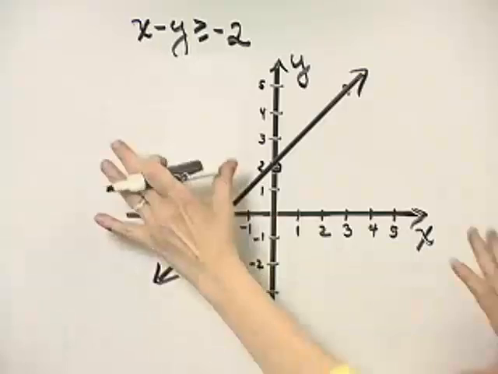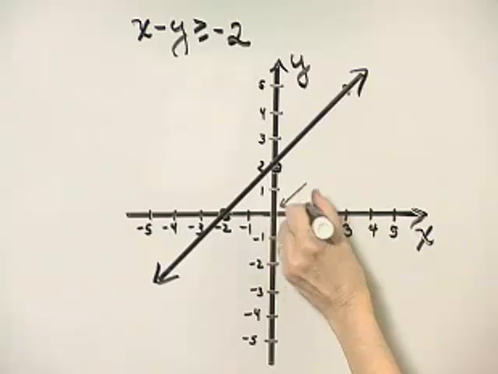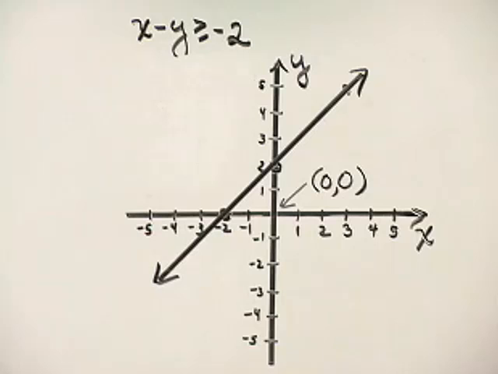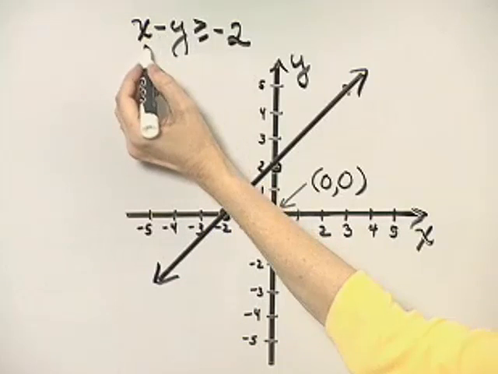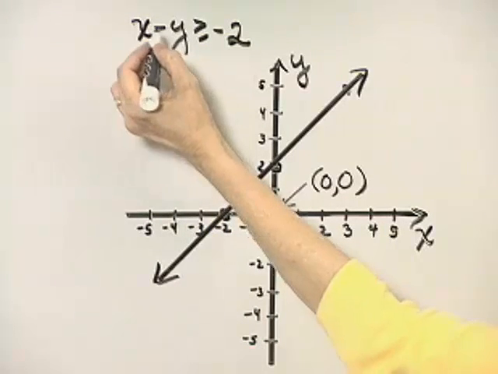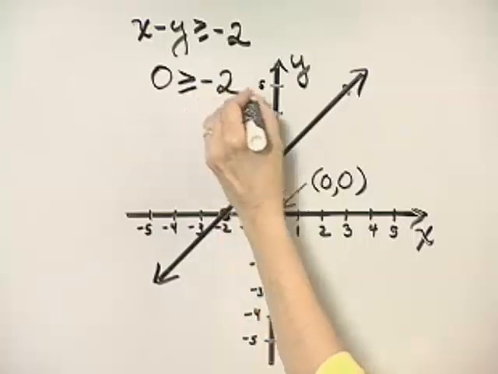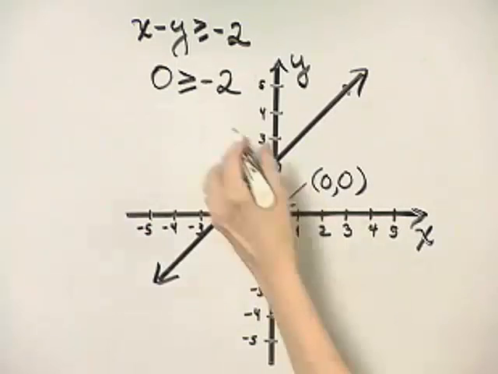All right, we want to graph solutions of this inequality. So let's choose a test point. If it's available, I like to choose 0, 0, but stay away from the boundary line. And let's see if this point makes this inequality true or false. So if x is 0 and y is 0, we have 0 minus 0, greater than or equal to -2. Is that a true statement or a false statement?